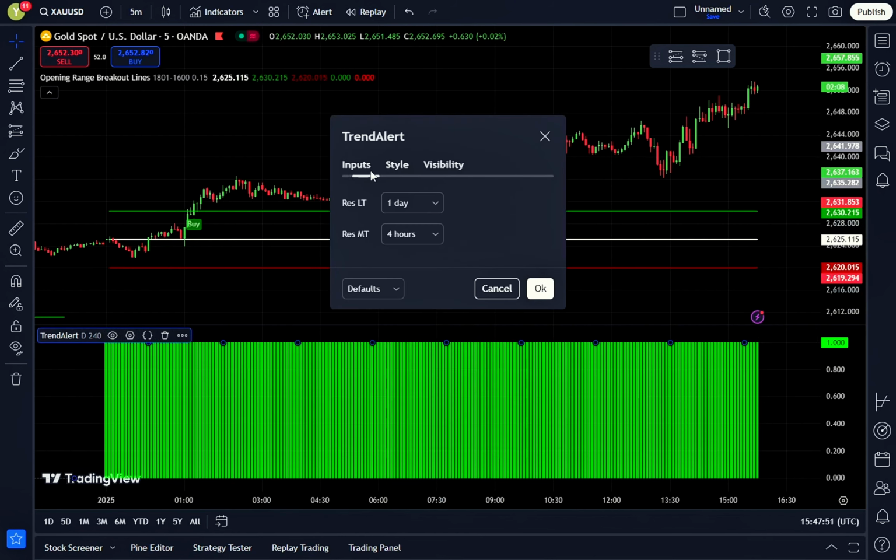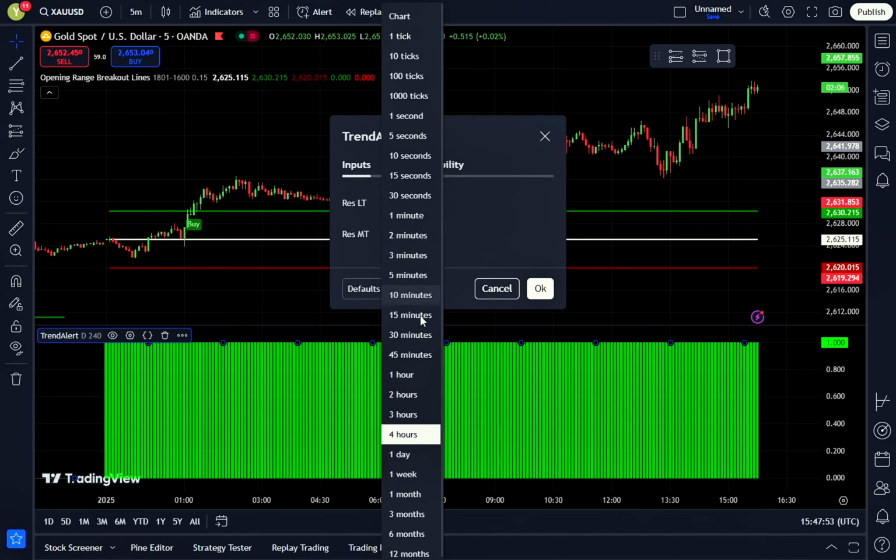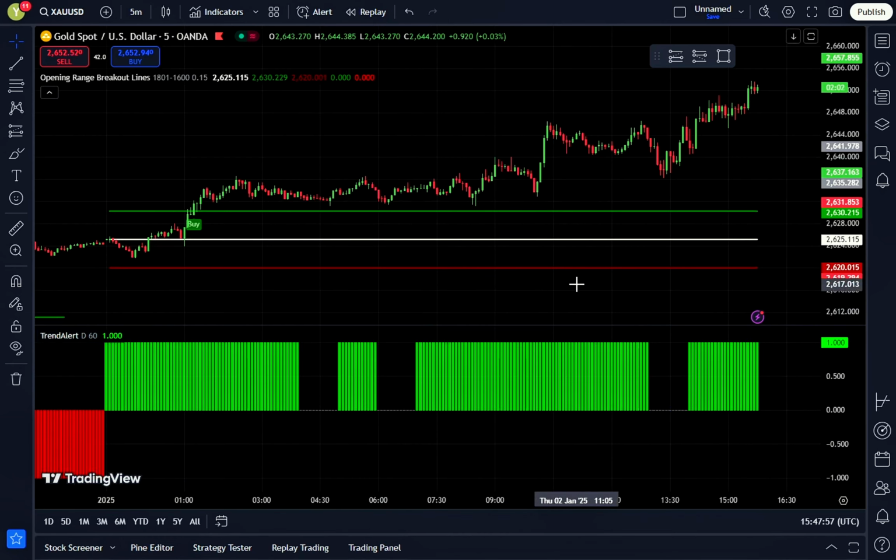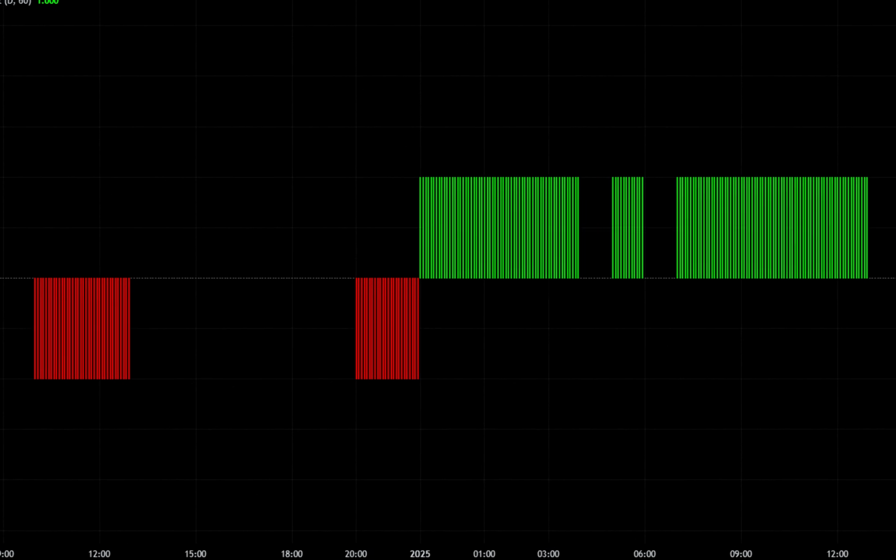Adjust its settings. Open the Input tab and set the Rest MT option to 1 hour. Click OK to save. This indicator provides a simple confirmation. Green Trend Alert confirms an uptrend. Red Trend Alert confirms a downtrend.